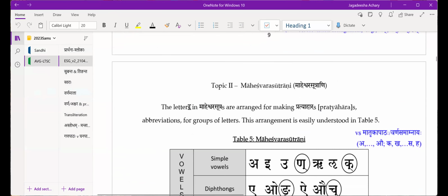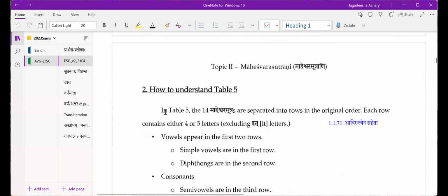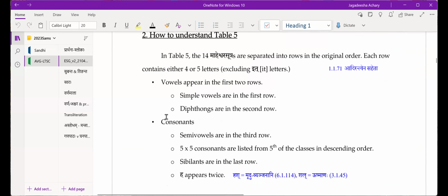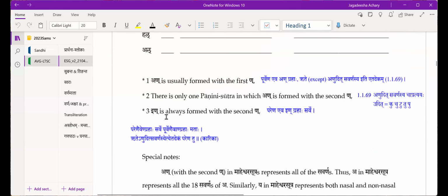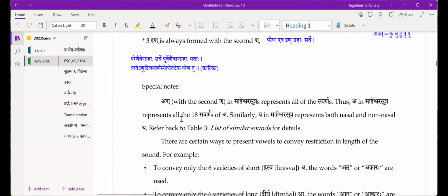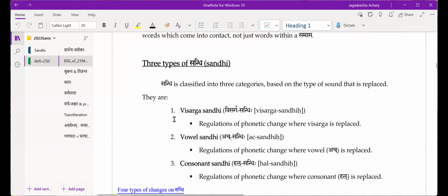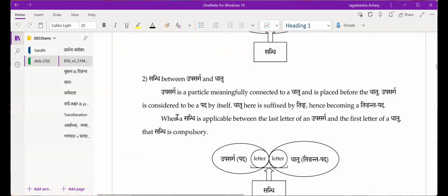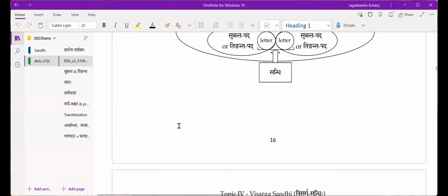I have one question, please. Can you just reiterate what difference between guna and vriddhi, please? Okay. Actually, there is no commonality between guna and vriddhi. Guna is a set of 3 specific vowels, which is A, E and O. And vriddhi is a set of 3 other vowels, which are A, dirgha A, and I and O.